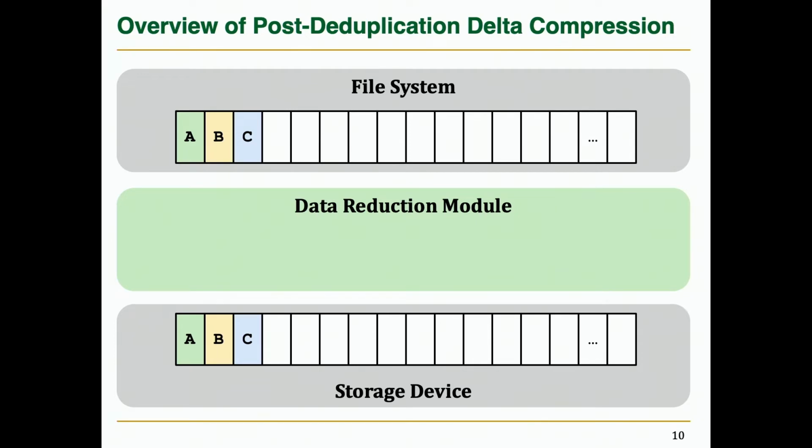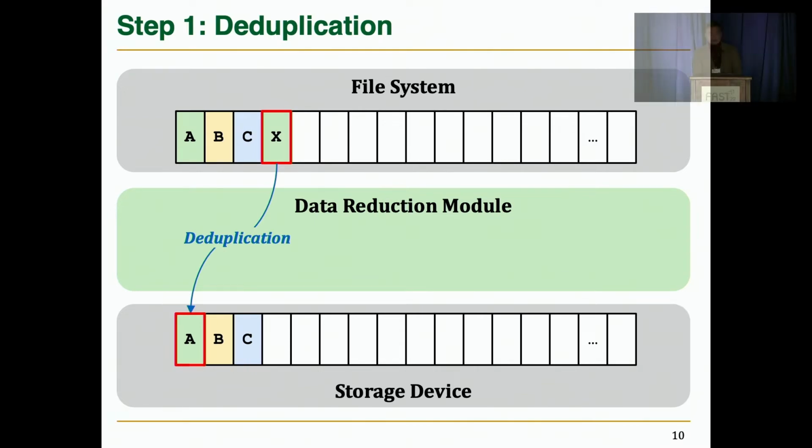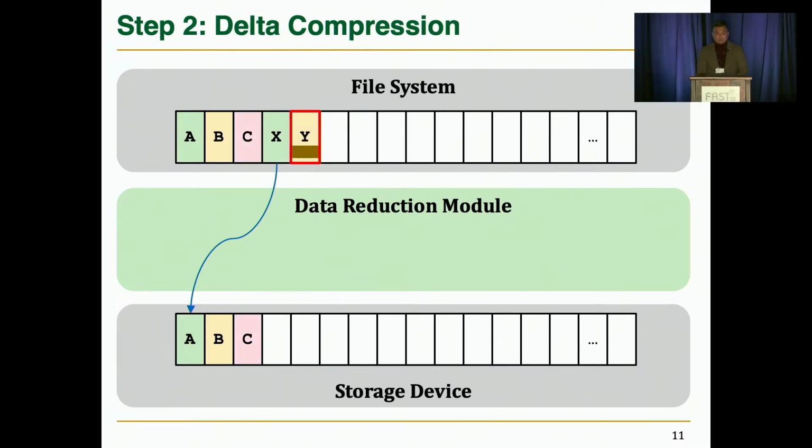Suppose that the system has an intermediate layer between the file system and the storage device, which we call a data reduction module. For an incoming write, the data reduction module first tries deduplication. If a write request has the same contents as a previously stored block, it skips writing of the requested data, but just maps the target logical block address to the identical block in order to serve future reads to the deduplicated block.